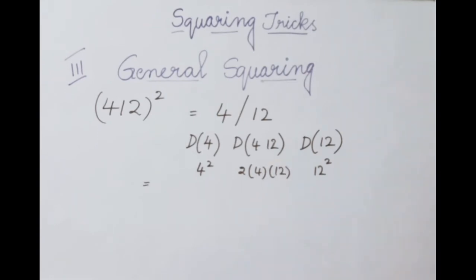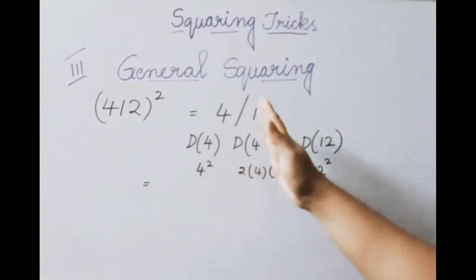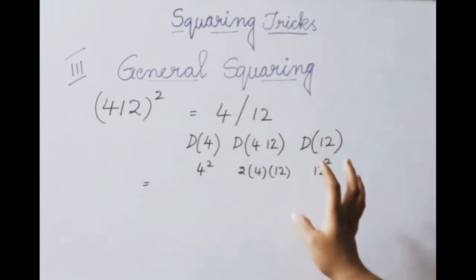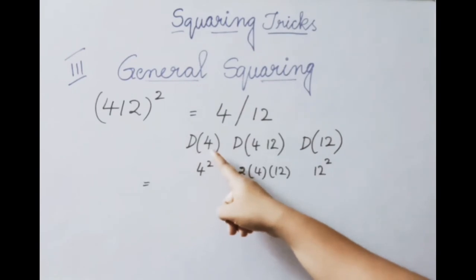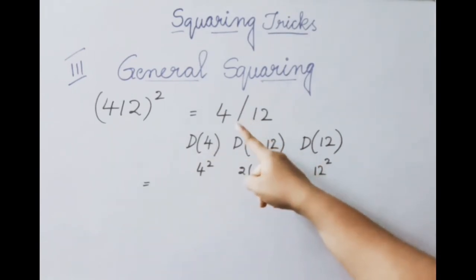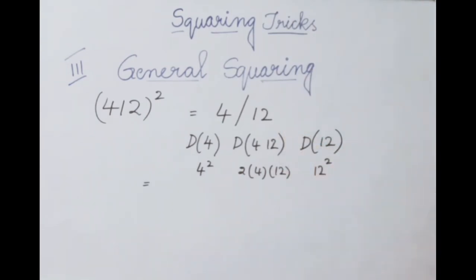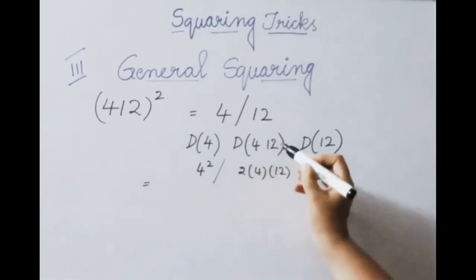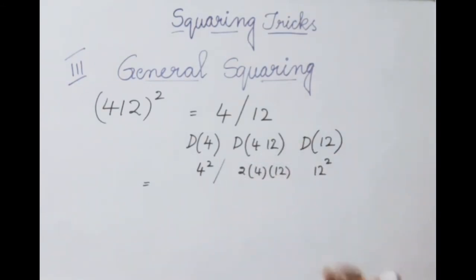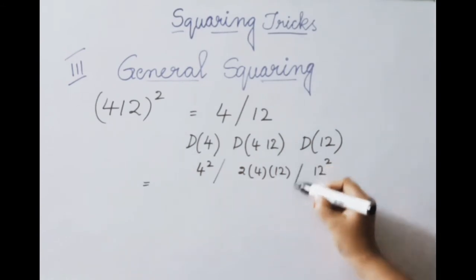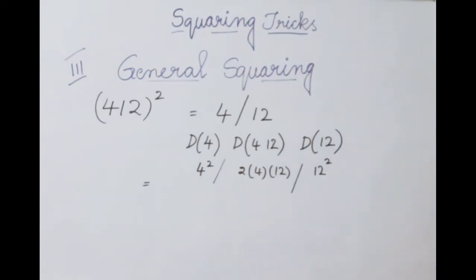See now the next example, 412 square. Here we split the number into two parts, 4 separately and 12 separately. So now what we have to do? The duplex of these values: duplex of 4, then duplex of 4 and 12, and lastly duplex of 12. Duplex of 4 means 4 square. Duplex of 4 and 12 means twice the product of these two values, so 2 into 4 into 12. Next duplex of 12 means 12 square.